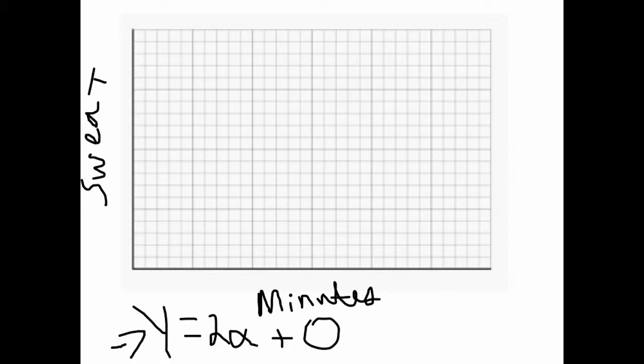All I have to do is start with my y-intercept, which is 0. If I have a slope here of 2, that means I'm going to go up 2 and over 1. Up 2, over 1. This is the same as rise over run. Up 2, right 1. So again, you see that I'm getting a perfectly straight line. And the slope of my line represents, again, sweat per minutes worked out.